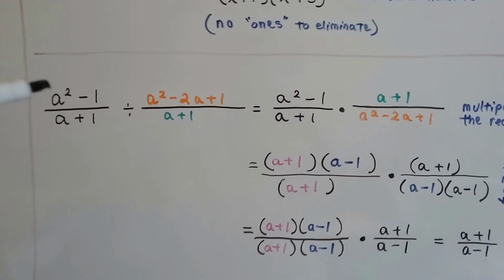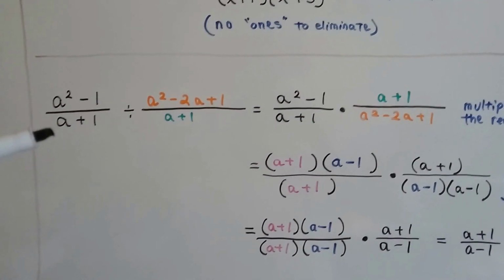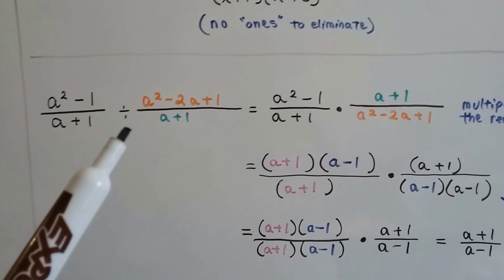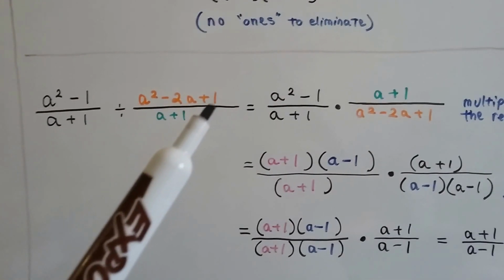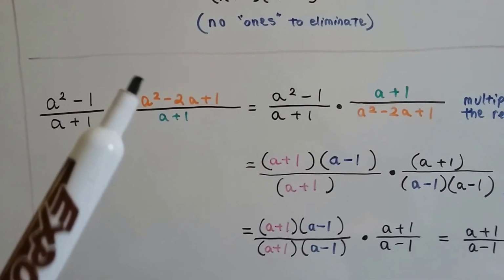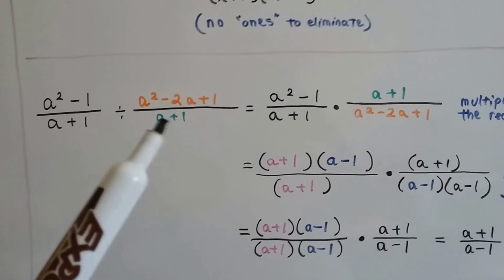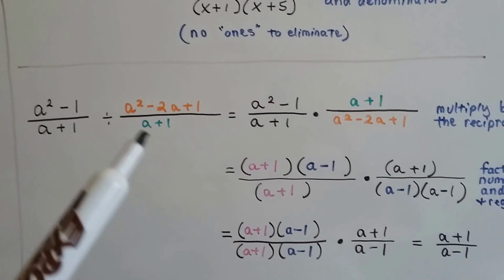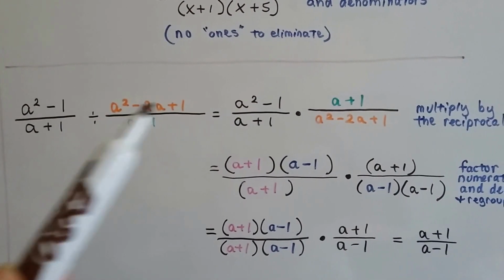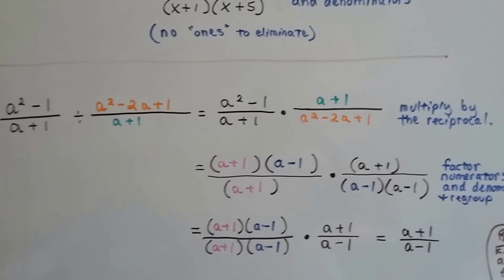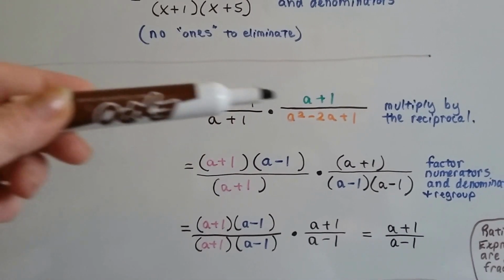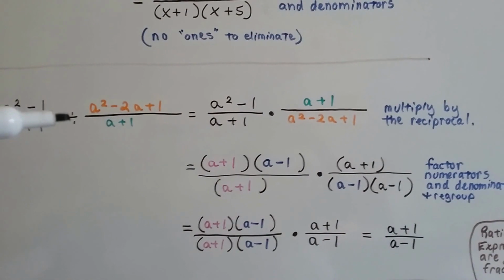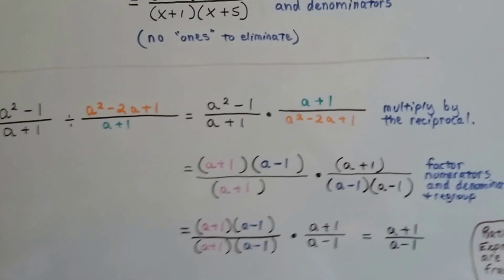Now, we've got a squared minus 1 over a plus 1, and they want us to divide it by a squared minus 2a plus 1. That looks like it could be factored, doesn't it? And that's over a plus 1. So what we do is we flip it around and put the orange on the bottom and the green on the top, and that's multiplying by the reciprocal. See, we changed it to a multiplication sign.